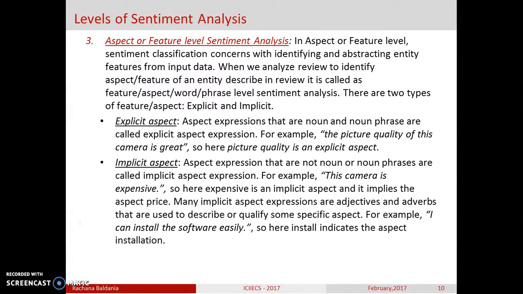Aspect expressions that are nouns and noun phrases are called explicit aspect expressions. For example, the picture quality of this camera is great. So here, picture quality is an explicit aspect.